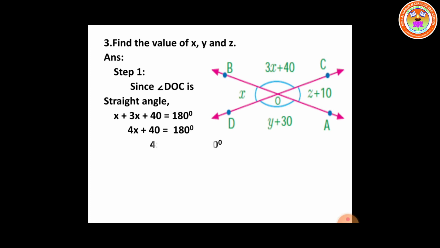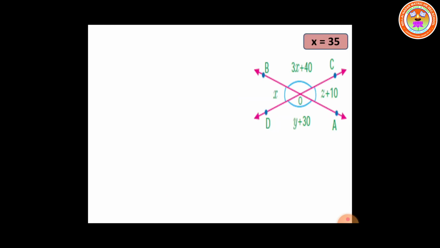So 4x equal to 180 minus 40. 4x equal to 140 degrees. x equal to 140 divided by 4. Therefore x equal to 35 degrees. Next, step 2. x equal to 35 degrees.